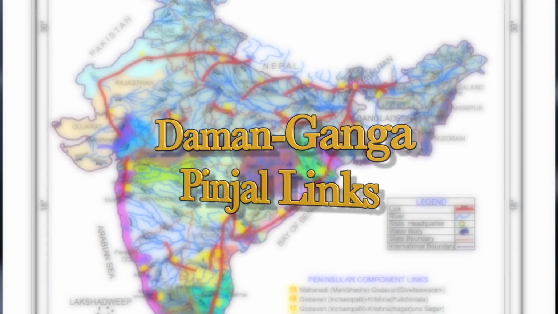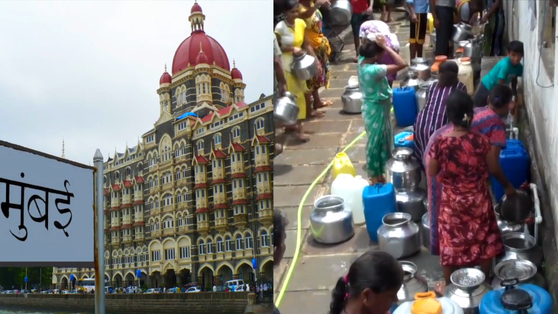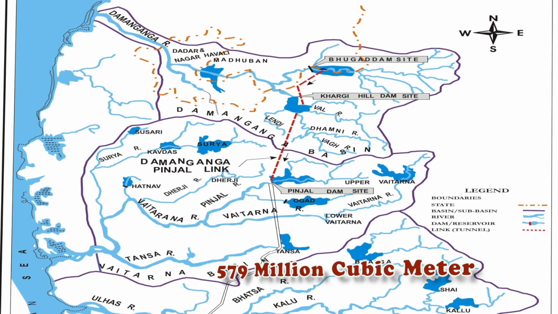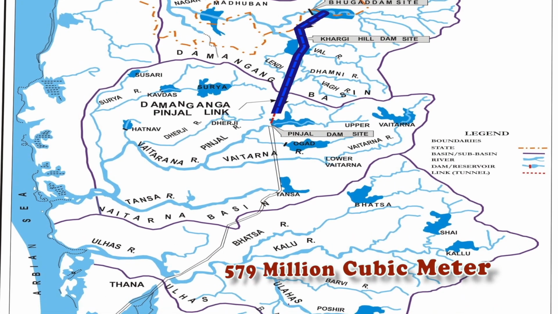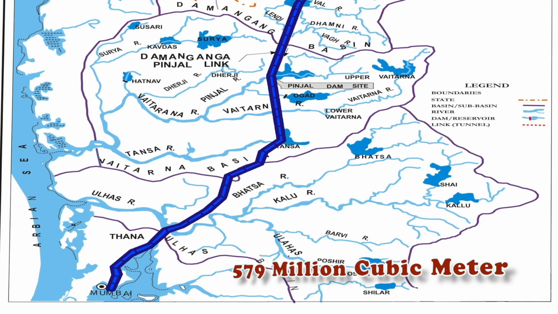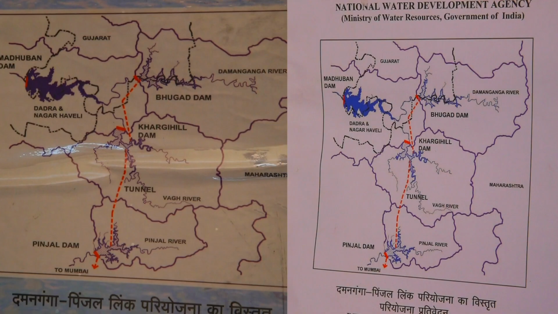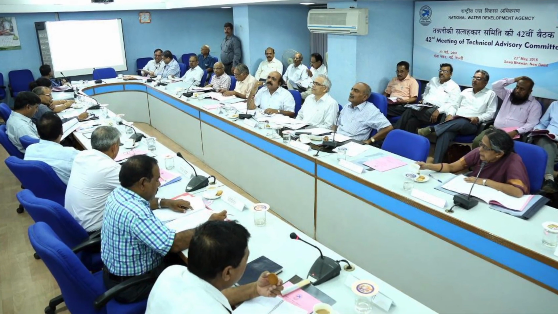Daman-Ganga Pinjar Link. The Daman-Ganga-Pinjar Link project aims to solve Mumbai's water scarcity. It envisages diversion of 579 million cubic meter surplus water from Daman-Ganga Basin to supplement domestic and industrial water supply needs of Mumbai. In 2014, NWDA completed the DPR and techno-economic clearance of the project has been accorded by CWC, an advisory committee of the Ministry of Water Resources, River Development and Ganga Rejuvenation.